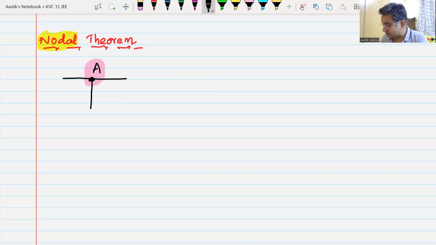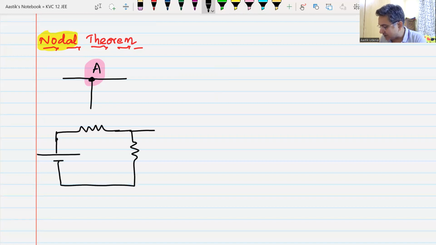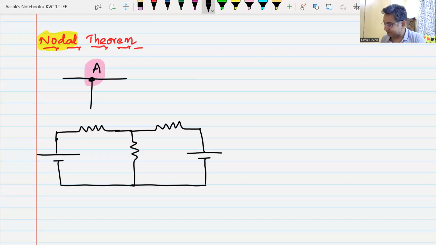Let us take the example of a very primary circuit, the circuit we actually started with. Let me first start with resistances. Whatever I do with resistances, the same thing I can do with capacitances. We have understood this. Now, if I have a very primary circuit like this, EMF E1, EMF E2, resistance R1, resistance R2, and this resistance R3.